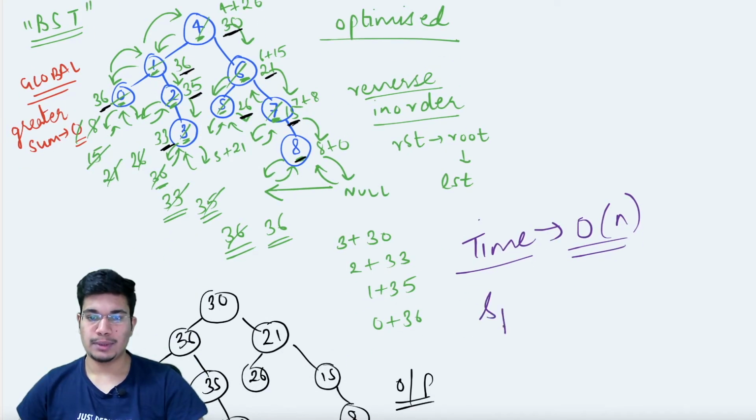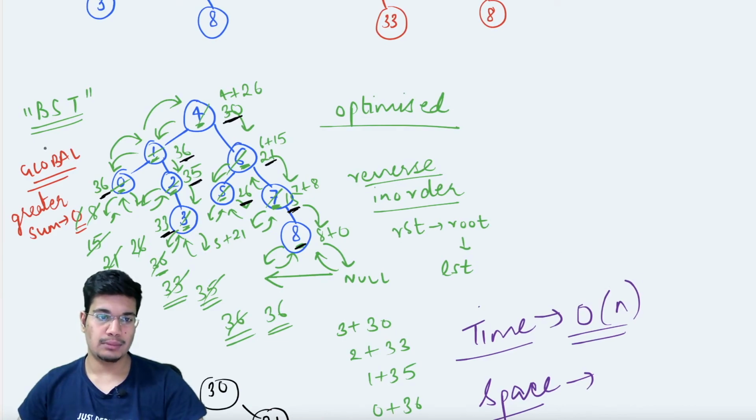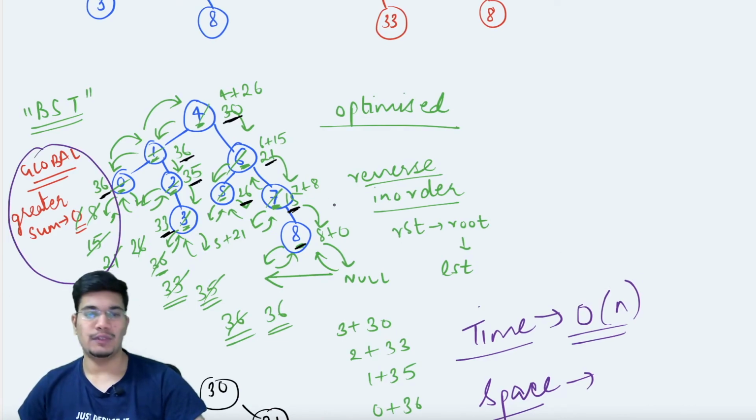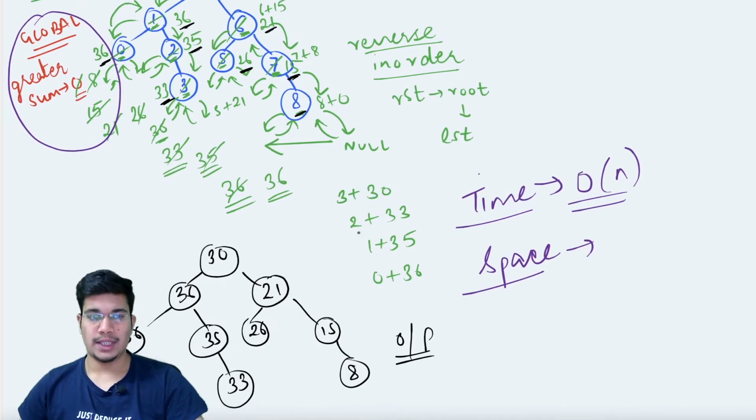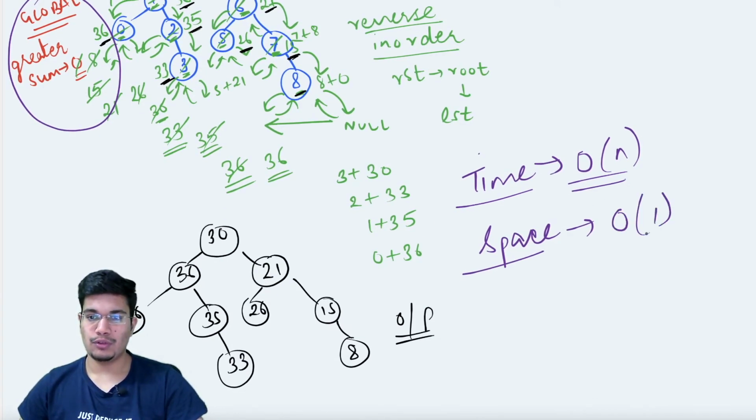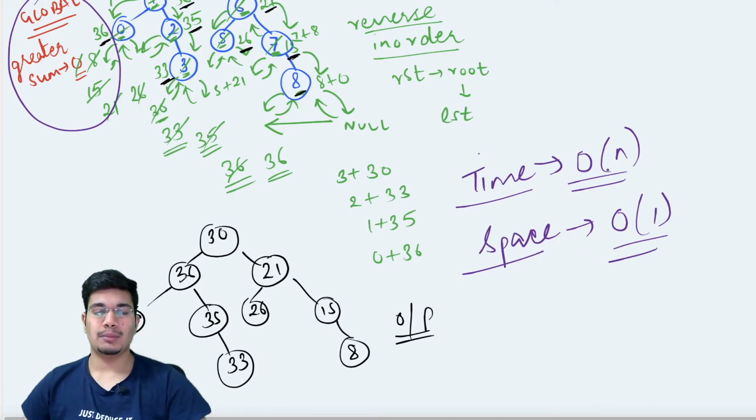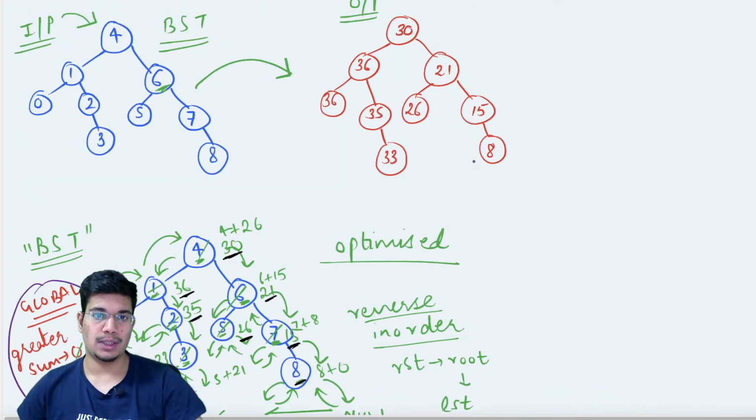And then to talk about the space, what we are doing here is not making any auxiliary containers, but we are simply using one global variable, which is called greater sum, which is accessible to every recursive call. So greater sum is again constant in terms of space. So this is big O of 1 for the space. So big O of n time and big O of 1 space. This is the most optimized approach for this particular question.